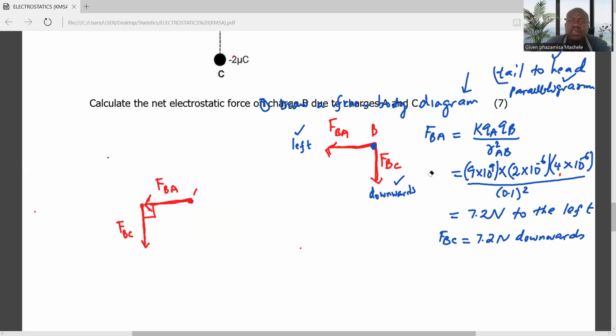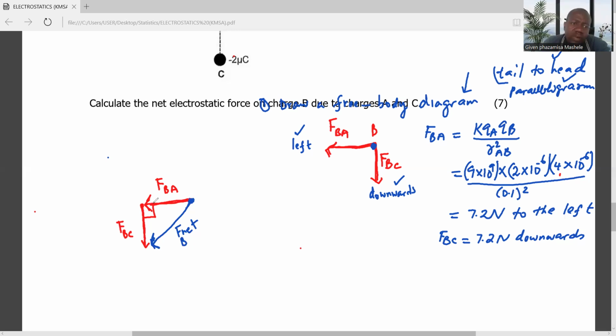Then now I have to draw a resultant. And how do we see that we have a resultant? Remember, I explained last time that where there is a resultant, it must have two tails and two heads. So we must have two tails. Remember, this is tail to tail, and head to head. So this is our resultant here. So this is our F net at B.